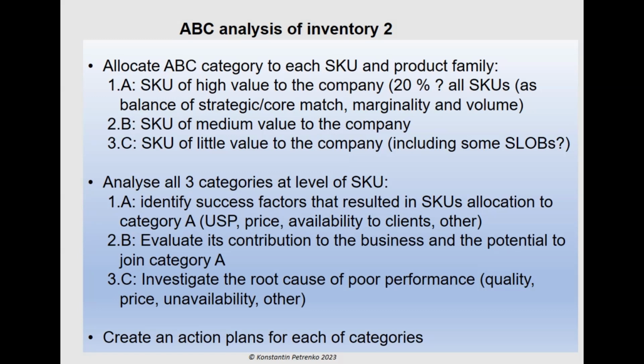The quality of your analysis of Group A will determine your set of actions for further development and for Group B, for the search of SKU candidates to join A. For Group C, losers and slobs, I recommend you perform a thorough root cause, 5 whys analysis in order to understand what can be improved and what SKUs can be delisted. Last but not least, create an action plan for each of ABC categories.